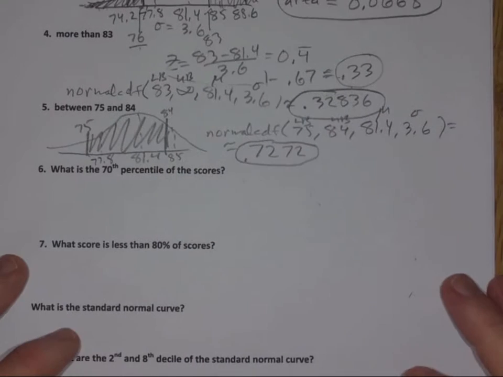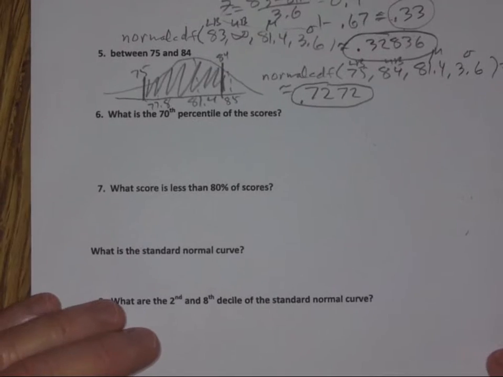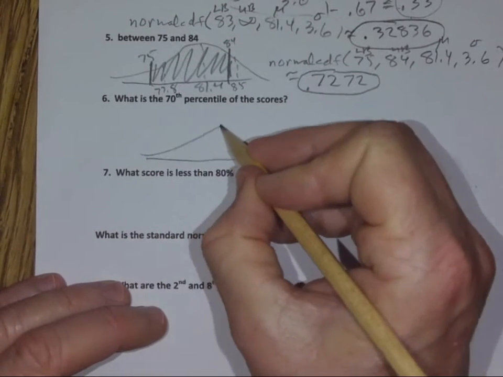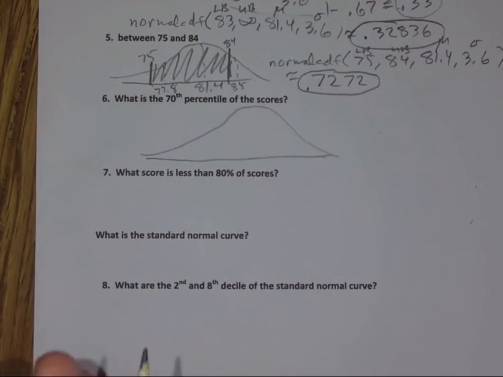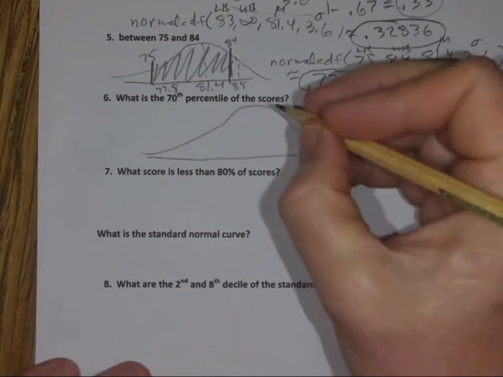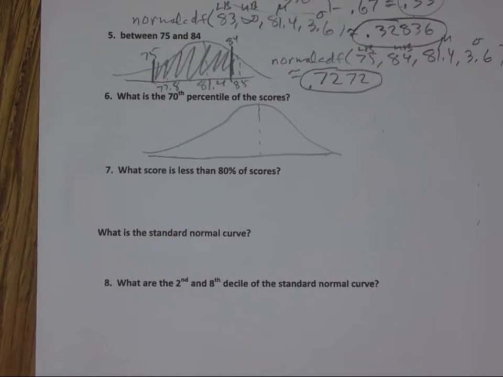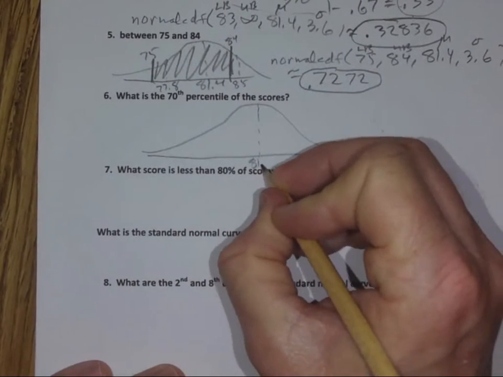All right, the next problem is, in essence, inverse norm problems. What is the 70th percentile of the scores? 70th percentile means this, as we discussed in a previous video: 70% of the values are below this value. The 50th percentile, which is the median, is the same as the mean here because we have a symmetrical distribution. So this is 81.4.